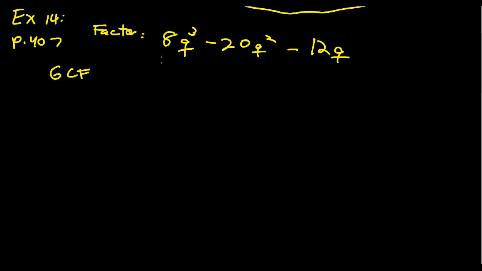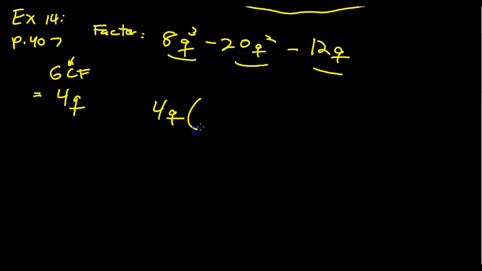Well, if I look at the coefficients 8 and 20 and 12, it looks like the GCF of the coefficients is going to be 4. 4 is the greatest quantity that's a factor of 8 and 20 and 12. Now look for common powers of variables. I've got 1q here, and I've got only 1q common to all 3. It has to be common to all terms, right? That's what the C stands for in GCF. So I can factor out a 1q, so my GCF is going to be 4 times q.